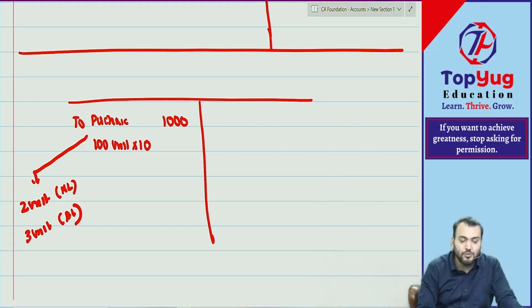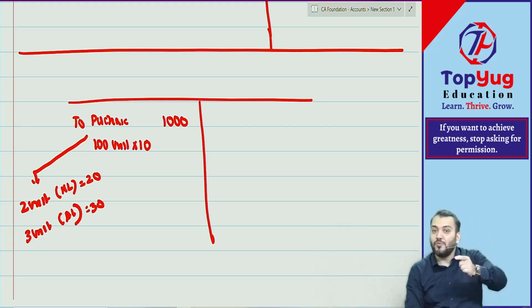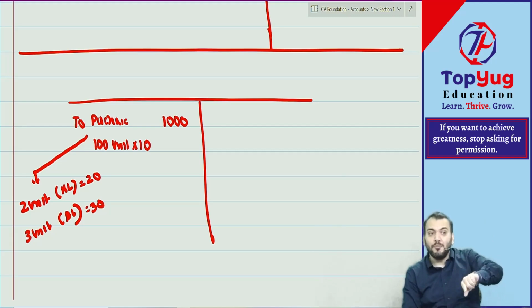Means 2 units into 10. So what is the amount of normal loss? Amount of normal loss is 20 and amount of abnormal loss is what? 30, correct? So what is journal entry for normal loss? What is journal entry for abnormal loss? That you need to give.